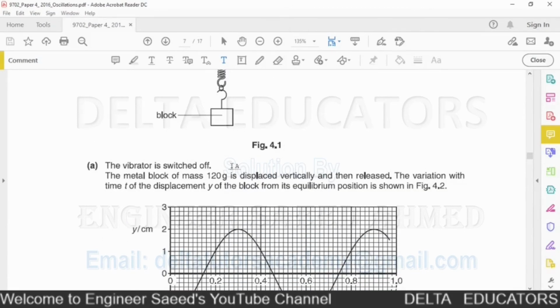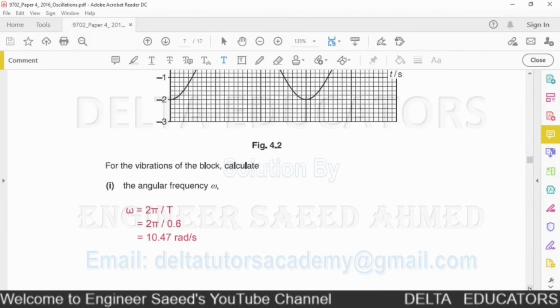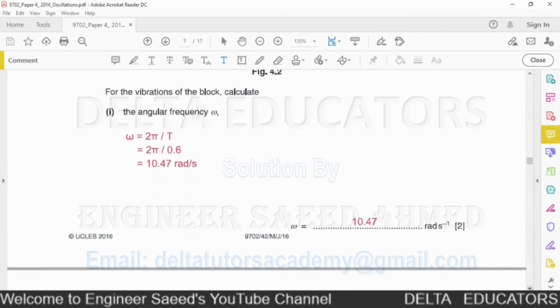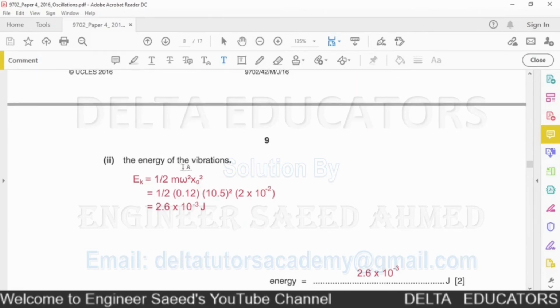Mass is given 120 gram. So in kilogram it will be equal to 120 over 1000. It will be 0.12 kilogram. Now what about the angular frequency? It is already calculated. It is say 10.47. So here m is 0.12 kilogram, omega is 10.47 or 10.5. We can write this one.